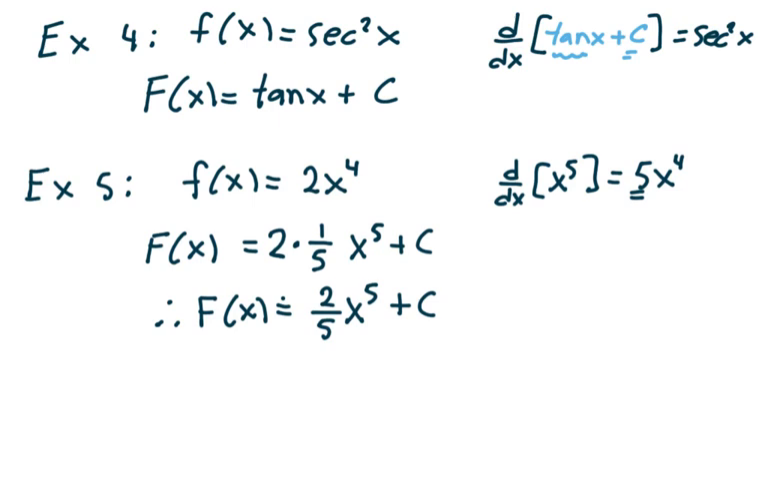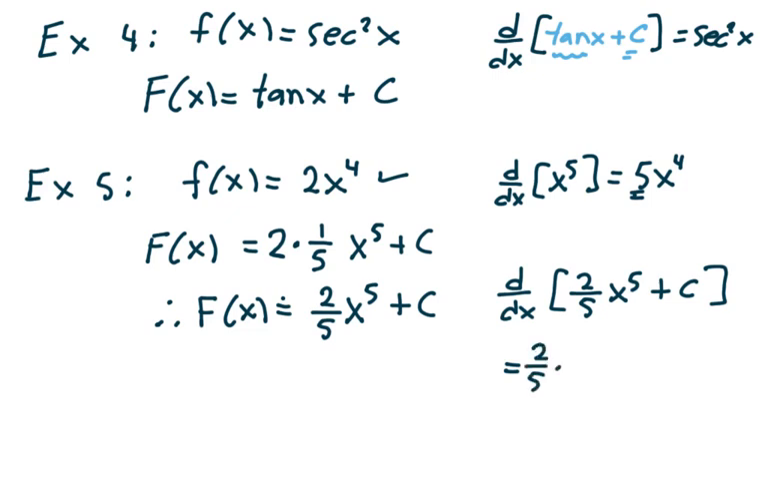And the reason why is because of the power rule. So notice if I go backwards. If I have 2/5 x to the fifth plus c, I need to get 2x to the fourth back. But watch what happens. By dividing by 5, I make sure that that 5 cancels out the 1/5. And so I get 2/5 times 5/1 x to the fourth plus 0, but the 5's cancel, and you get 2x to the fourth. And that's the original function.